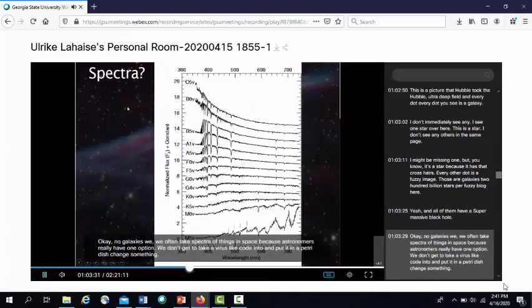Okay, now galaxies, we often take spectra of things in space because astronomers really have one option.